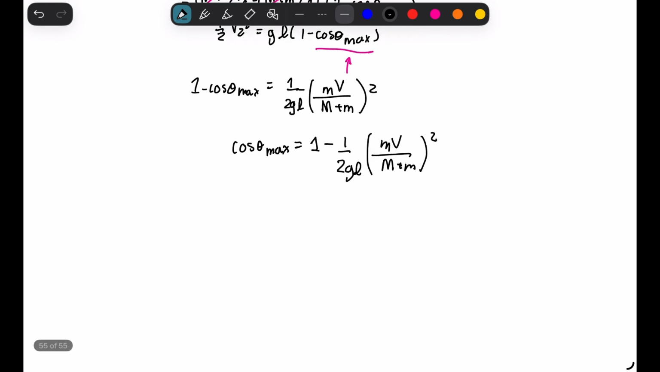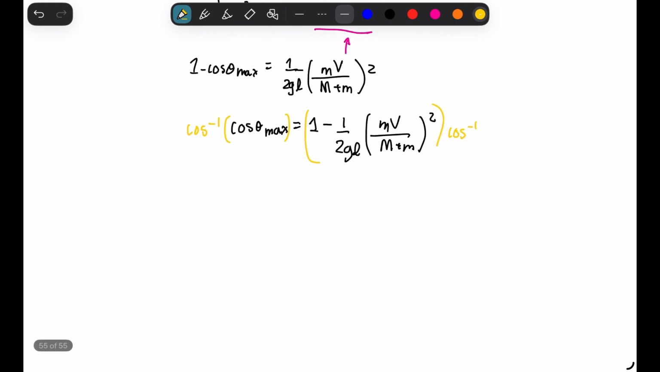So now to get θ max, all we're going to do is take the inverse cosine of both sides. So θ max is equal to inverse cosine of 1 minus 1 over 2 g times the length, (m V / (M + m)) squared. So this is our answer.